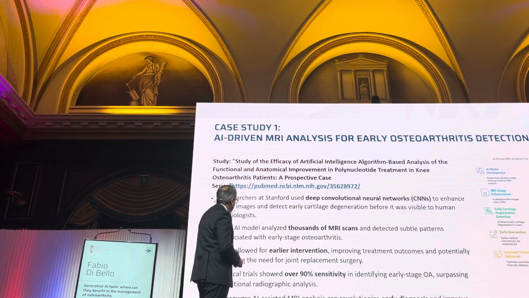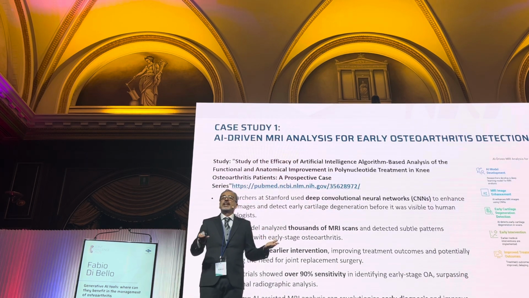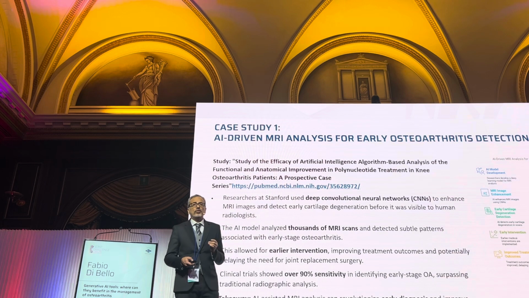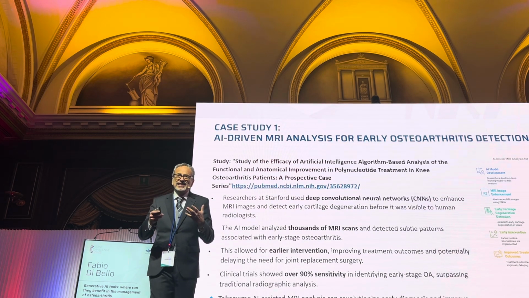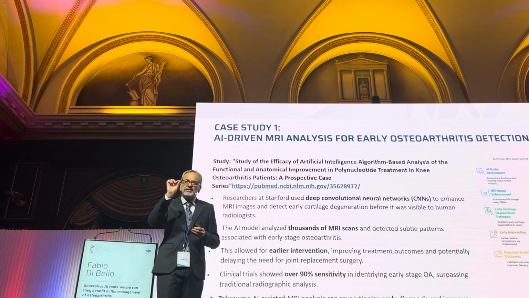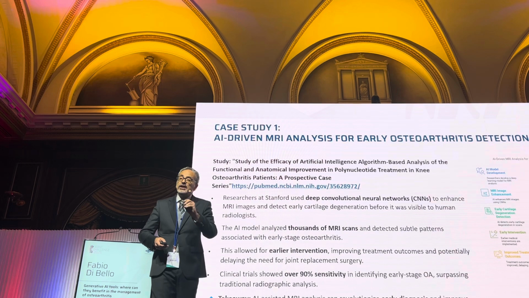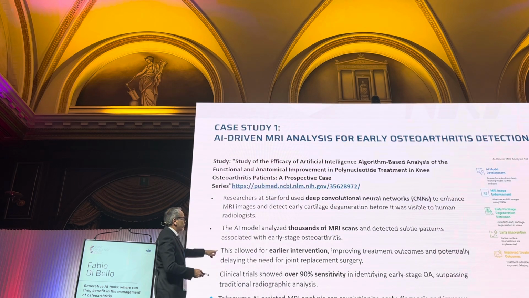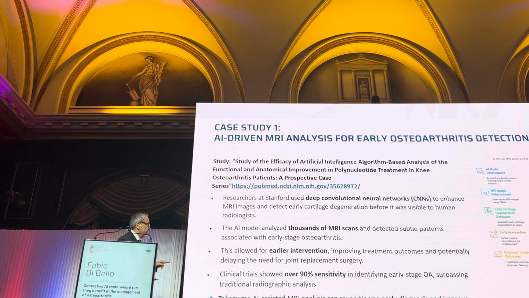Well, in this case, you can see that the AI models, you know, obviously the researchers at Stanford use CNN, convolutional neural networks, and they enhanced the MRI images, and they were able to detect early cartilage degeneration before it was visible to a human radiologist. So that's the whole point. Make sure that you don't miss little nuances that can be an early indicator of a disease progression. And you can see here that clinical trials showed over 90% sensitivity in identifying early stage osteoarthritis, already surpassing traditional radiographic analysis.